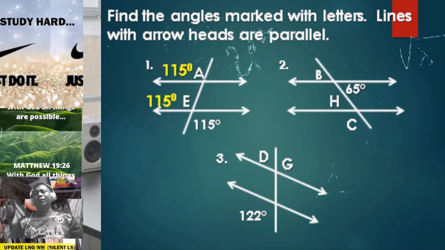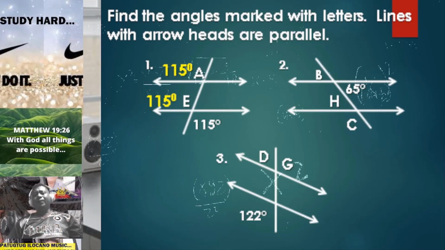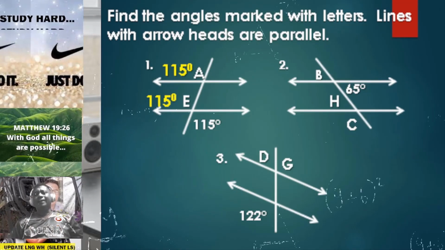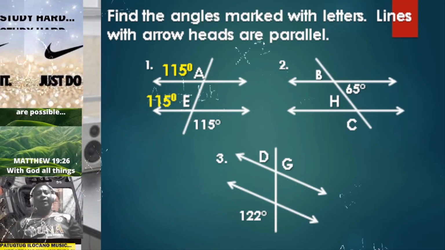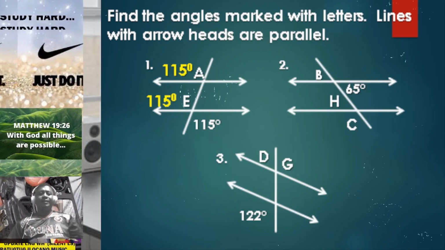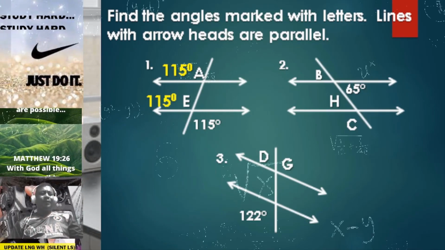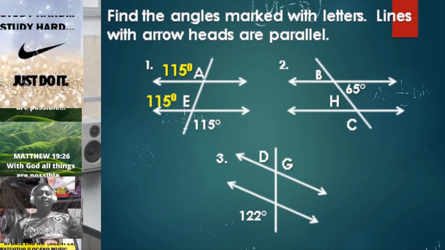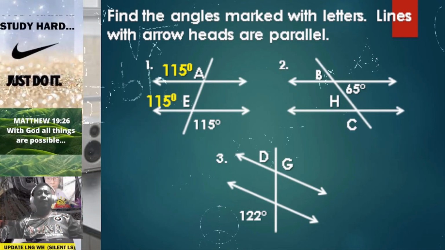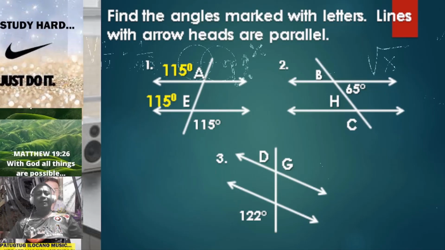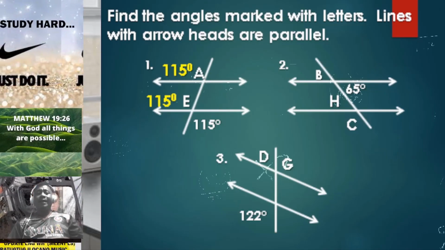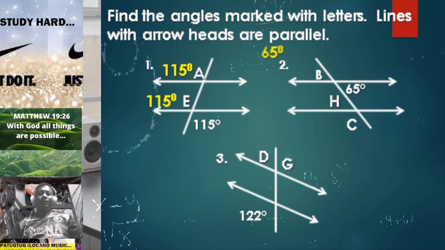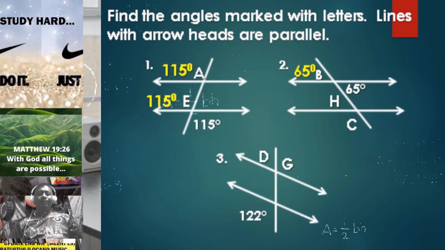Consider number 2. We are to determine the measures of angle B, angle H, and angle C, given an angle measure of 65 degrees. What is the relationship between angle B and 65 degrees? Yes, they are vertical angles. Take note, vertical angles are congruent. So angle B is also equal to 65 degrees.